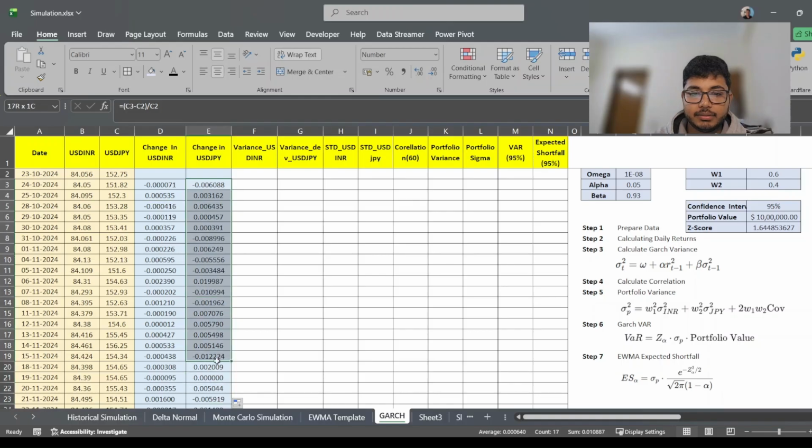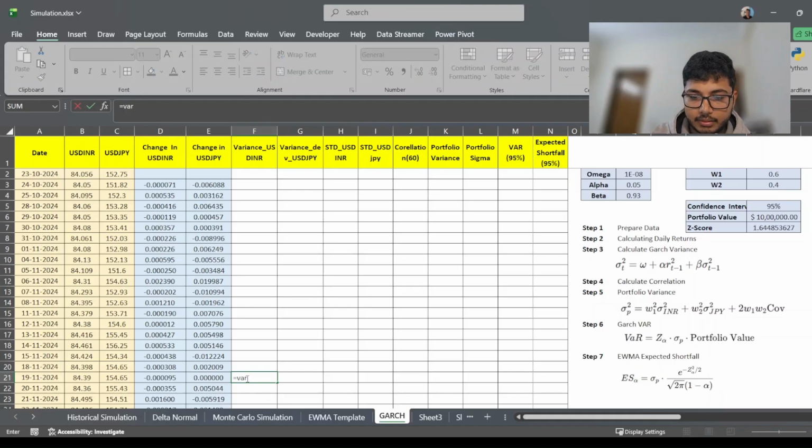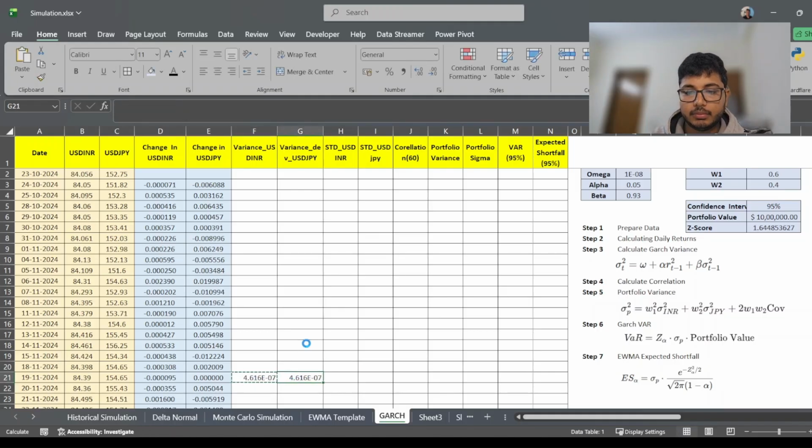For 20 days, I'm going to calculate. The total returns will be of 20 days, so the variance will be calculated, and that's how we put the initial sample variance for dollar INR and dollar JPY.